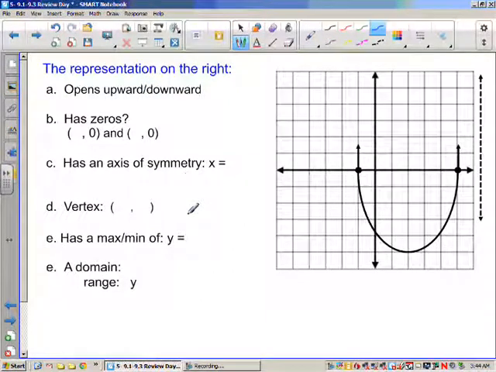Okay, let's try this one. Why don't you try it first, hit pause, and then when you need help or to verify, just hit play.